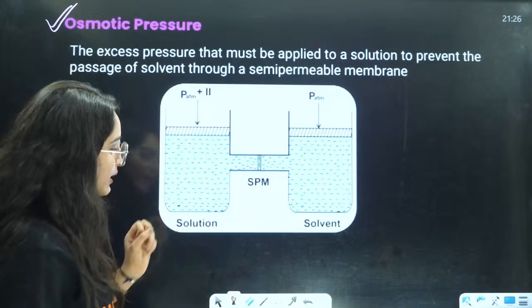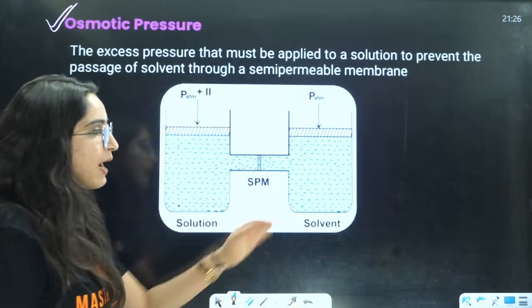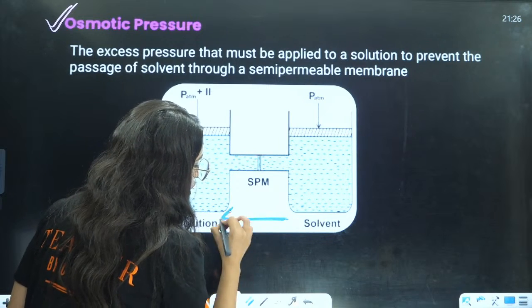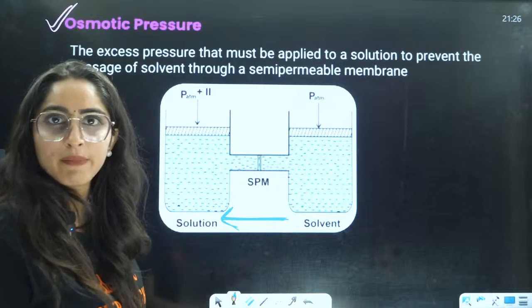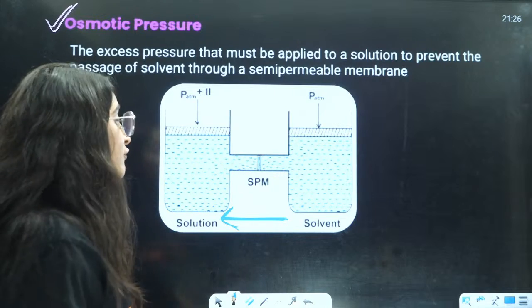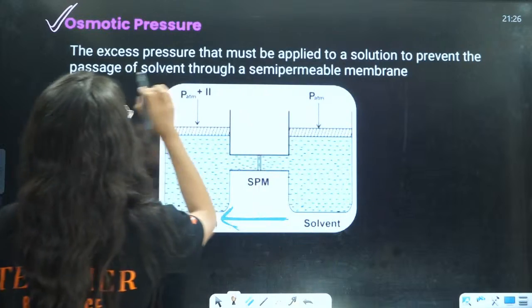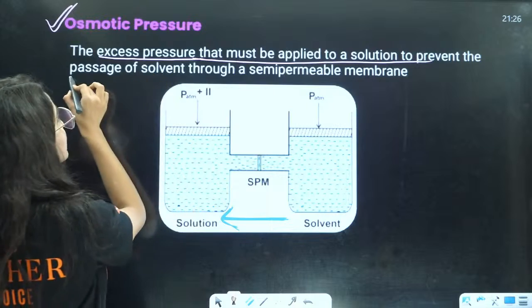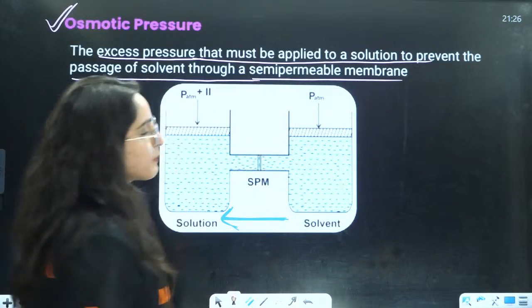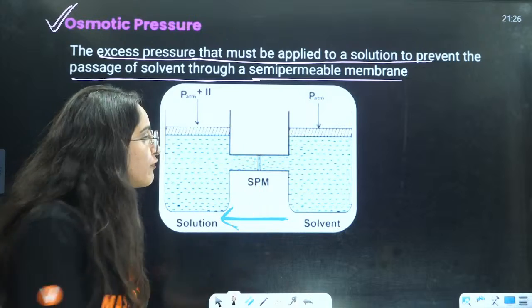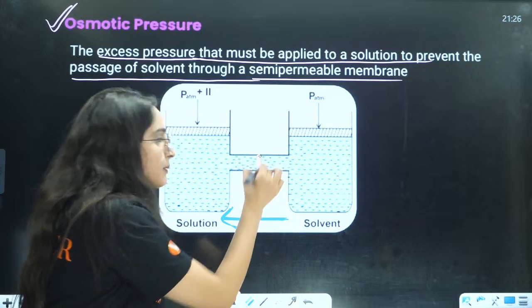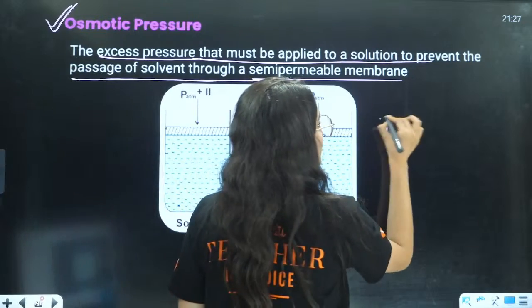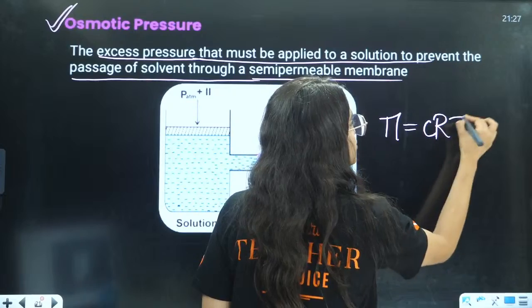We know that the movement of solvent particles from high concentration to low concentration, that means this is your osmosis. From this compartment to this compartment is called osmosis, right? If you want to stop the osmosis, the excess pressure must be applied in the solution to prevent the passage of solvent through the semi-permeable membrane, so that the solvent cannot pass through this semi-permeable membrane. The pressure that you will apply here is called osmotic pressure, that is defined by pi is equals to CRT.